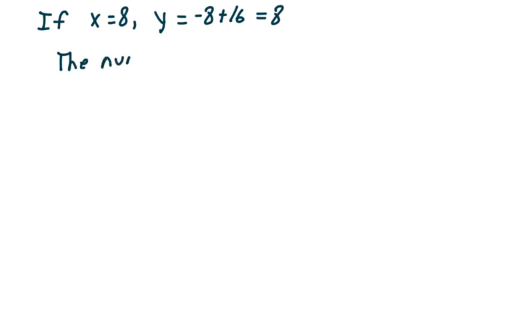Now, if x is 8, y is negative 8 plus 16, which is 8. So the numbers are 8 and 8. And that's how we do problem 18. And that'll do it for this video. And this is on assignment 5, Math 386. And we looked at problems 17 and 18. Thank you.